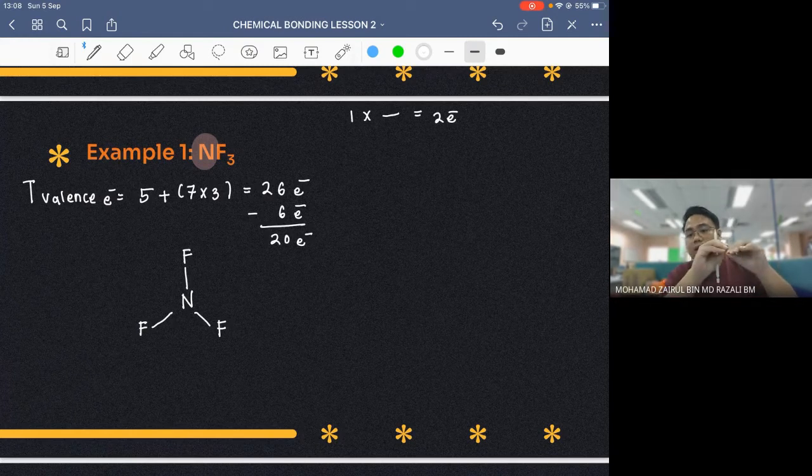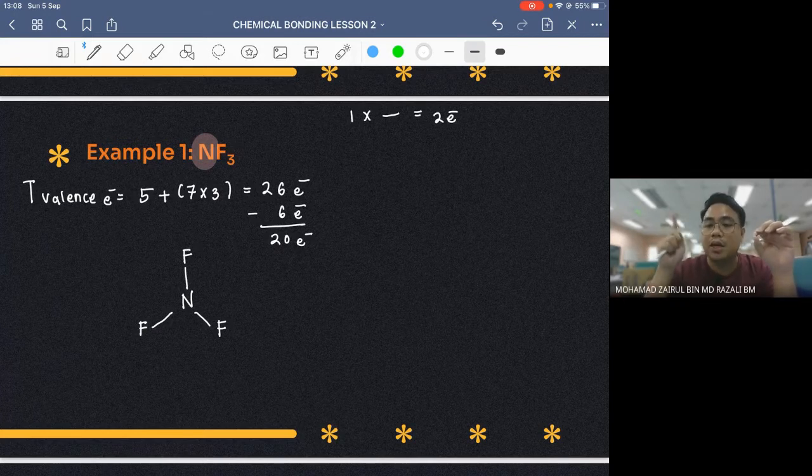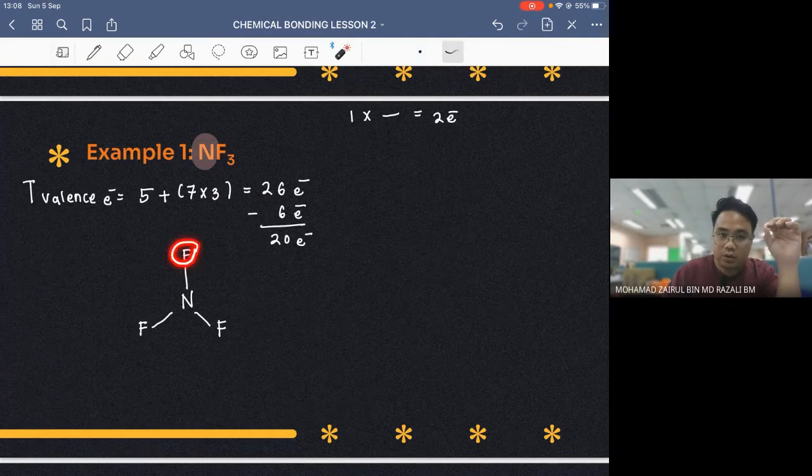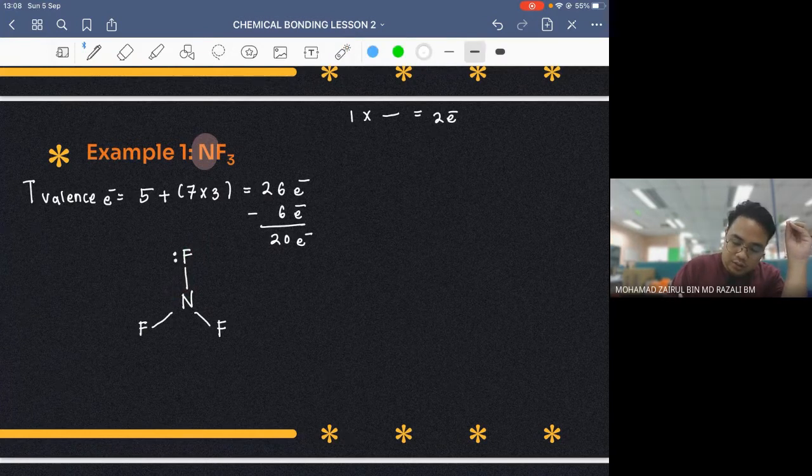Okay, once awak dah draw a single bond between the terminal and central atom, the remaining 20 electrons ni kita kena isikan dekat setiap terminal atom tu until terminal atom itu dapat octet. Octet maknanya ada total 8 elektron. So awak tengok fluorine ini already have 2 electrons. So it needs another 6 electrons to achieve octet. So we draw 6 electrons. Okay, 6. Same goes with this fluorine and also this fluorine.